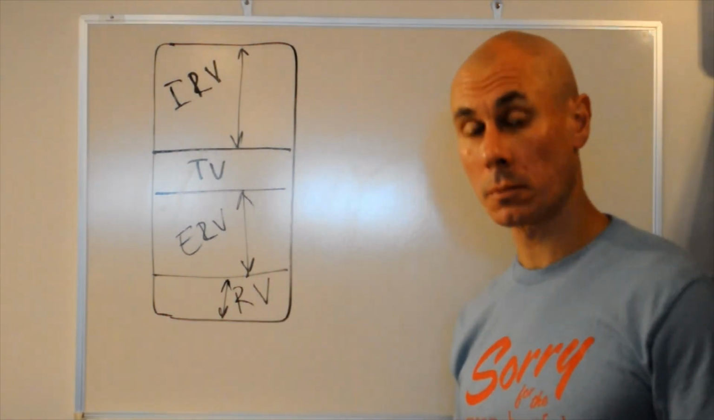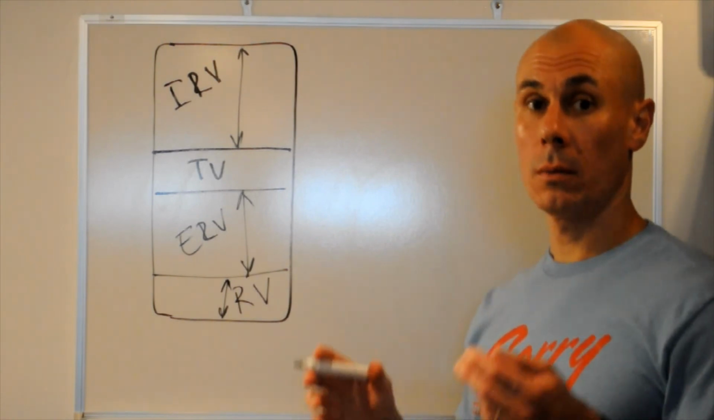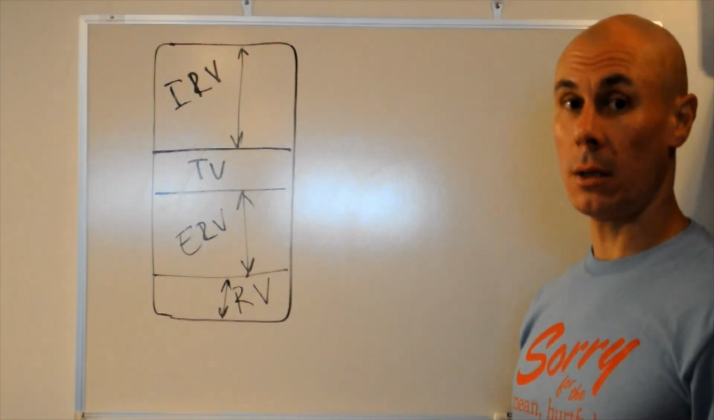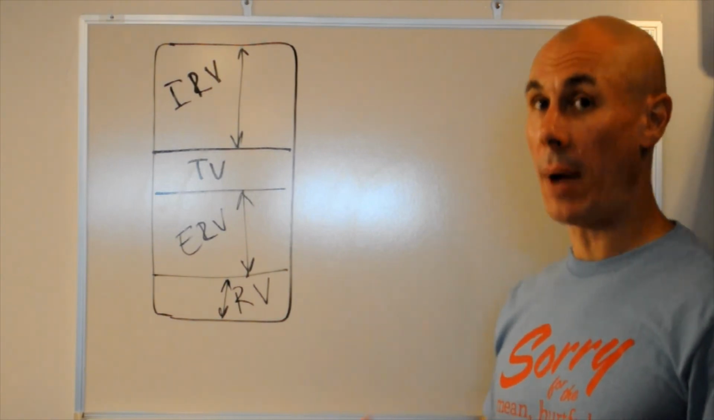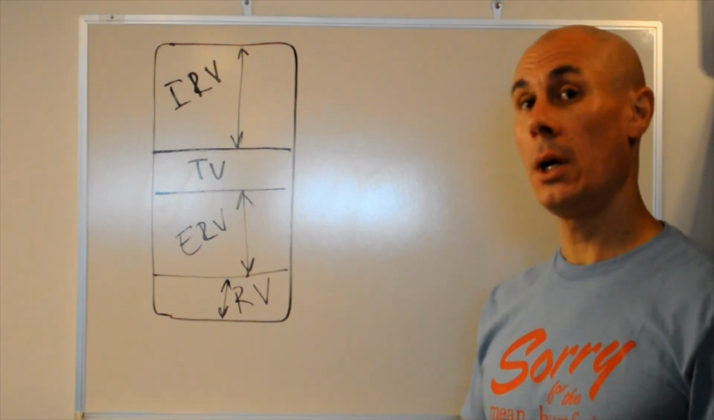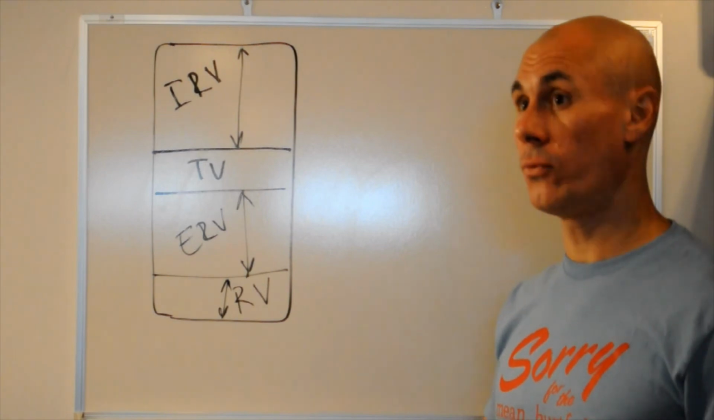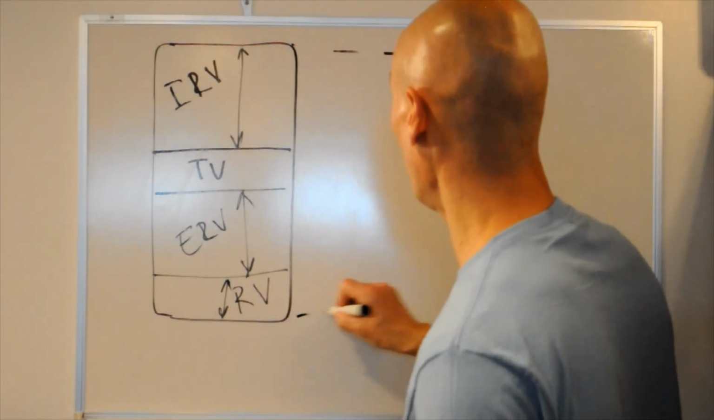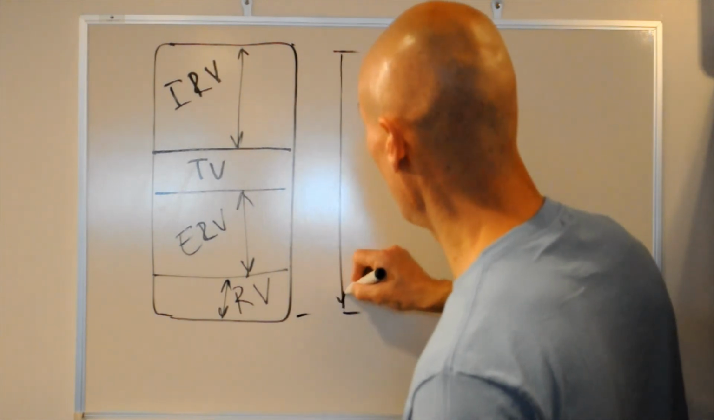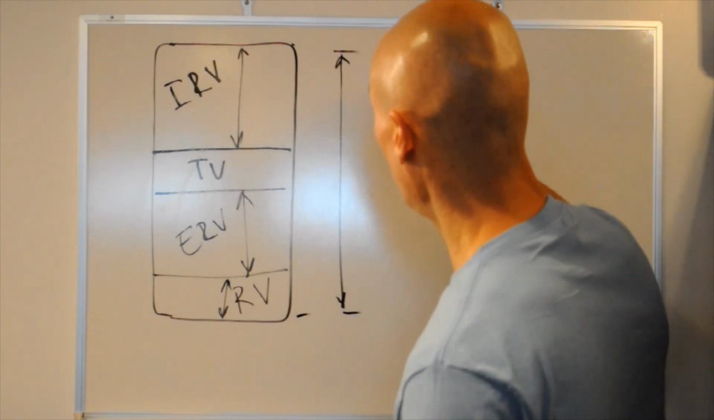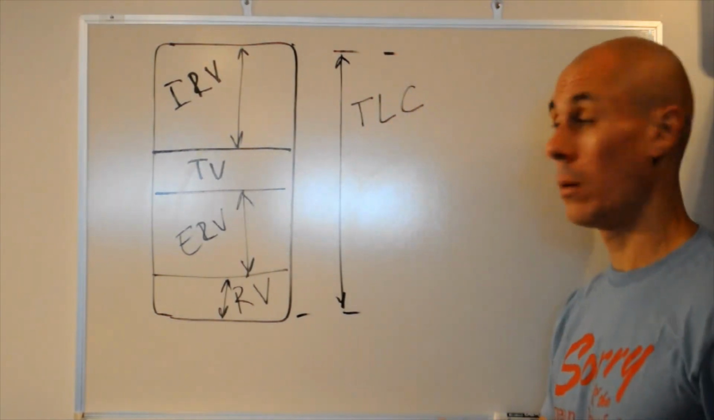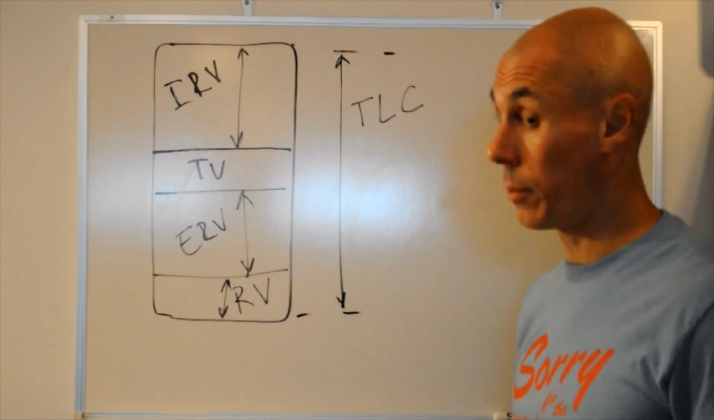Now, those are volumes in the lung. Now, capacities are the amounts of air that you can move. They reflect certain volumes. For instance, this is a total lung capacity. That's basically a total volume of your lung.